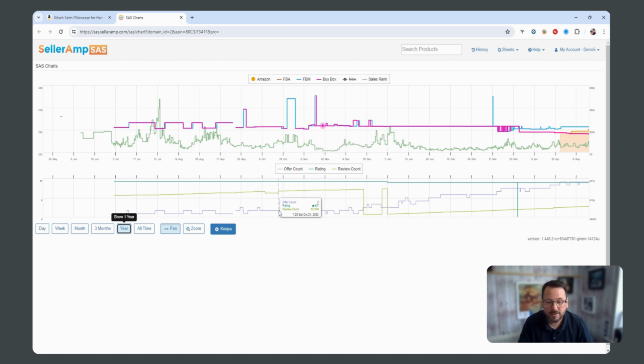And again, what we see is more and more people jumping on the listing. So this is comfort. We can take it from there. That's product number one. Let's do product number two.